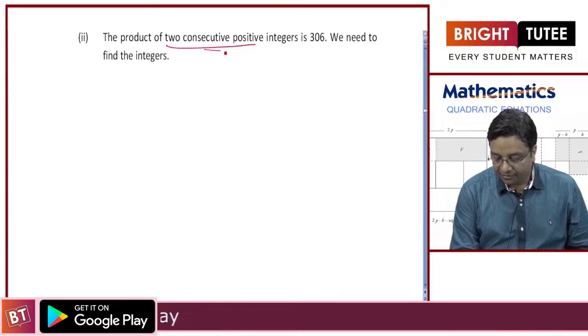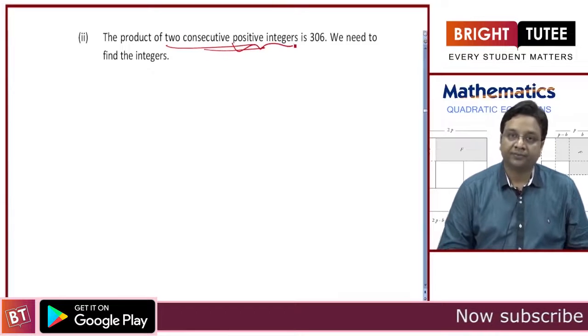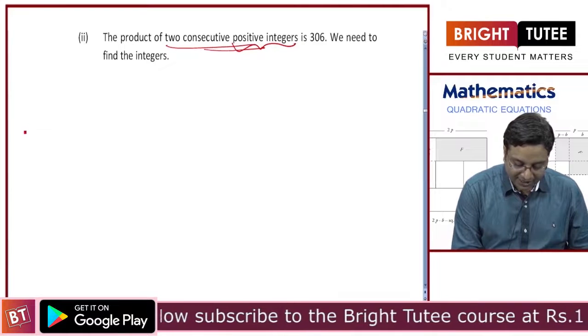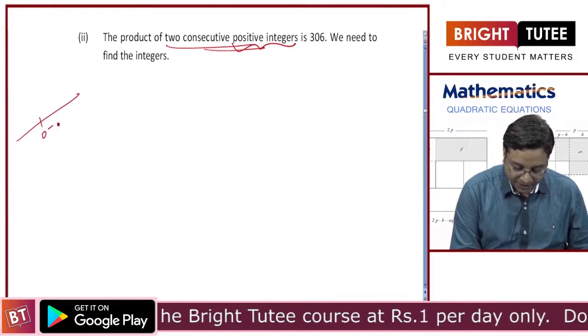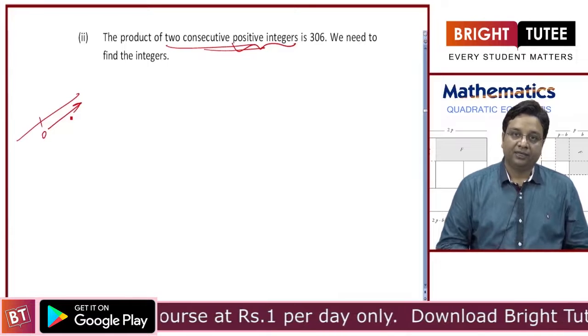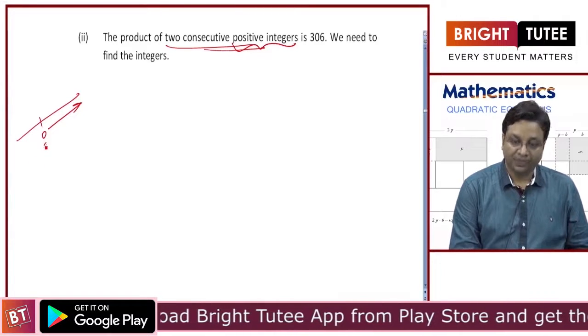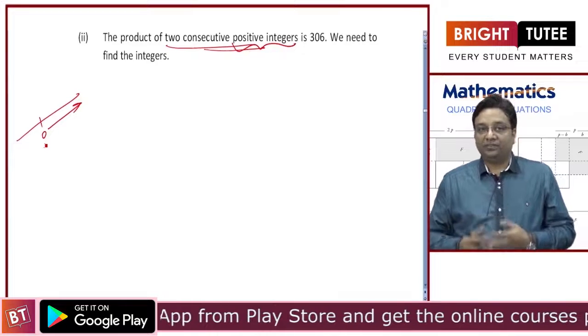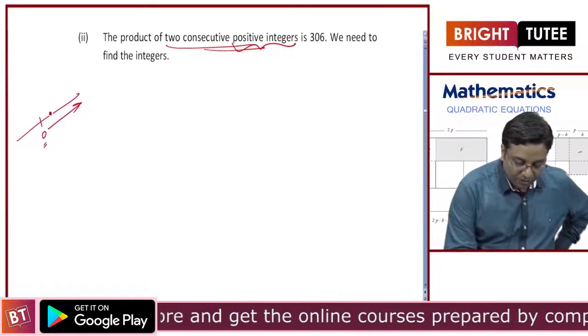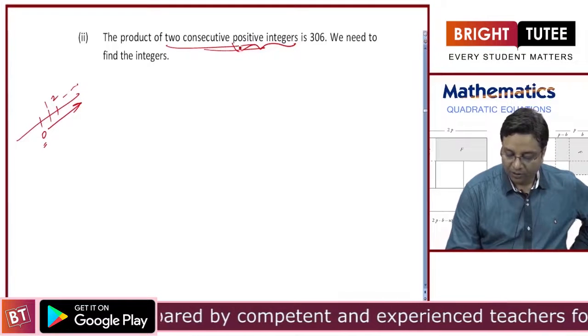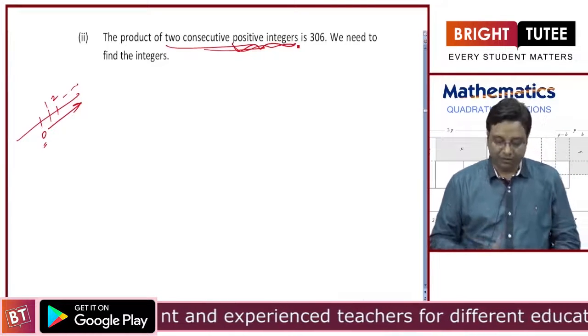Product of two consecutive positive integers, right? What are positive integers? Positive integers start after 0. These are positive integers, right? What are non-negative integers? Which involve 0 also, right? So, we are looking for positive integers only. So, where do they start from? They start from 1, 2 and so on. Positive integers are also known as natural numbers.